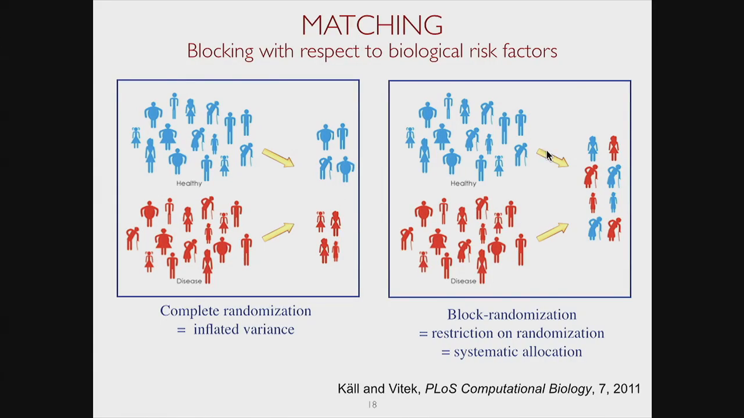So matching will again impose a restriction on randomization, and it will say, okay, I want to make sure I have young females in each group. Now I want to have older females in each group, and maybe I want to have younger males. So you can stratify populations by risk factors that matter, in the sense that they can affect protein abundance, and then we impose the condition that each group has the same number of subjects from each of the groups.